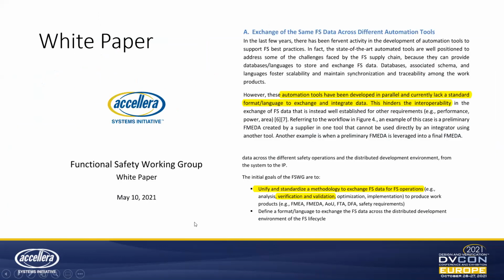This tutorial is based on the recently published white paper, as I said, on functional safety by the Functional Safety Working Group. What this talks about is that there are multiple tools that are used to make sure that functional safety verification is done, and the exchange of data between these tools, right? Functional safety data. That's what it talks about.